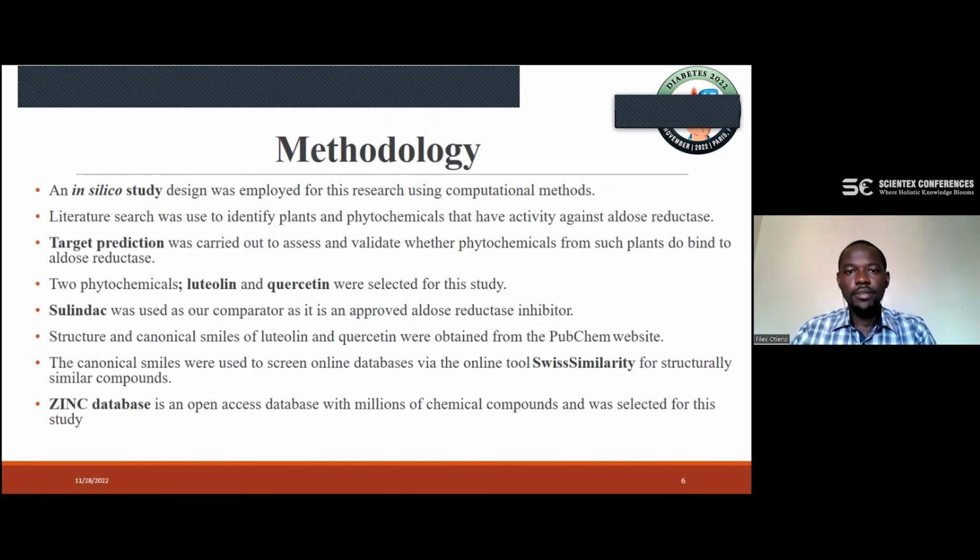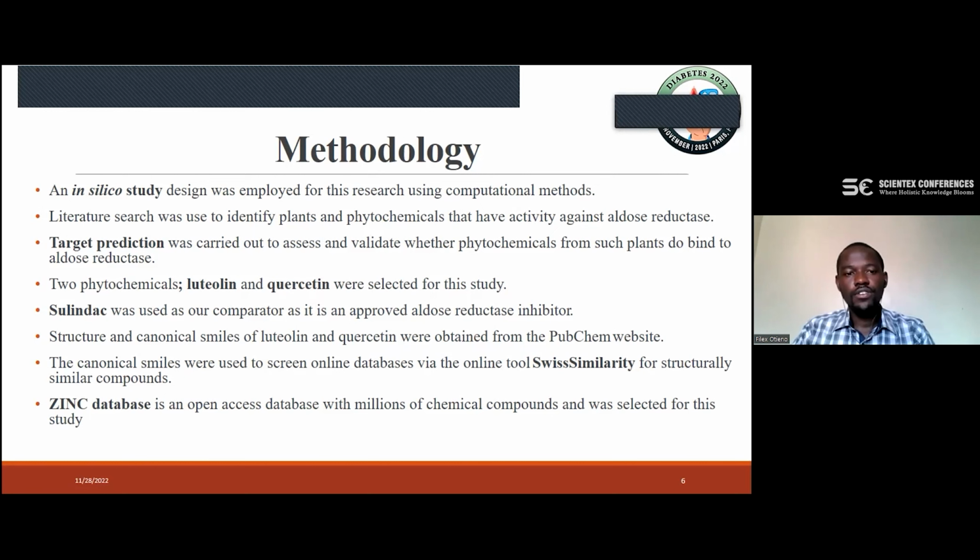So the methodology: this was a computational approach. An in silico study design was utilized. First, we identified the plants and their phytochemicals from literature review. And then we validated whether such phytochemicals do bind to aldose reductase, since it's the rate limiting enzyme. Two phytochemicals, luteolin and quercetin, which are both flavonoids, were selected for this study. Sulindac is an NSAID drug, but we chose to use it here as our comparator, one of the standards.